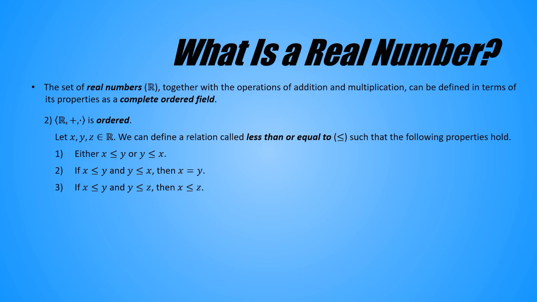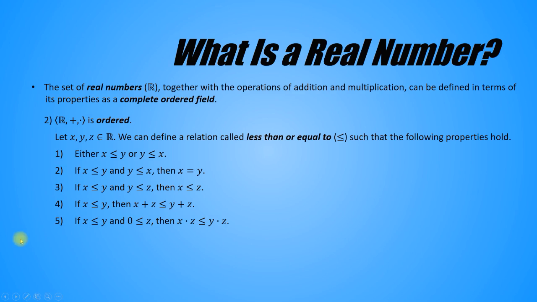3. If x is less than or equal to y, and y is less than or equal to z, then x must be less than or equal to z. That's called the transitive property for less than or equal to. 4. If x is less than or equal to y, then you could add any real number z to both sides of the inequality, and the inequality still holds true.